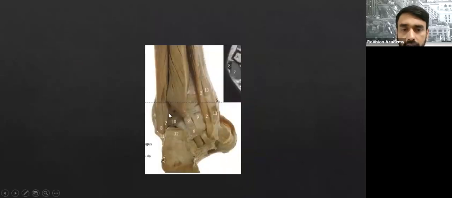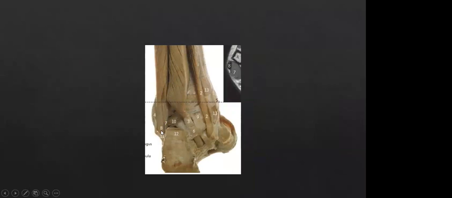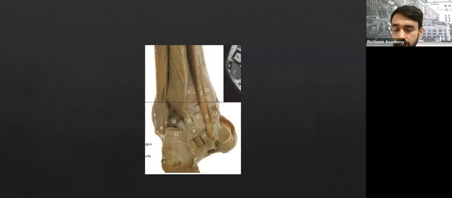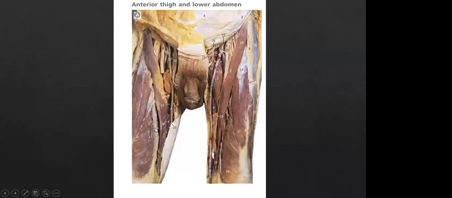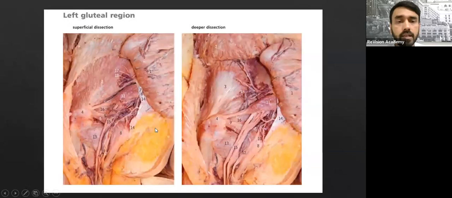Okay, number 7, number 8. I think the same thing, peroneus longus and brevis. Just check the figure. That's it. The peroneus longus and brevis. Okay, the lateral sides. Apart from that, this area, okay.